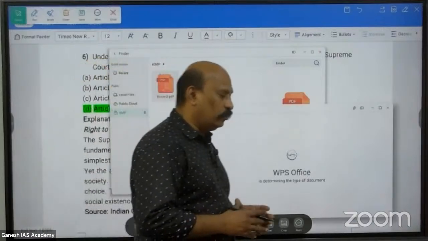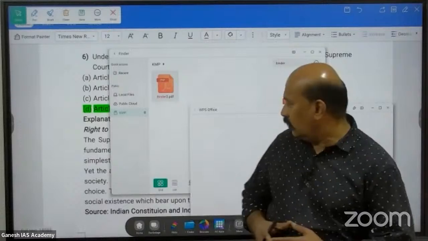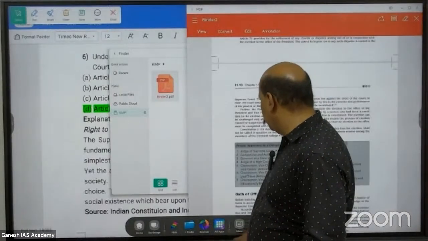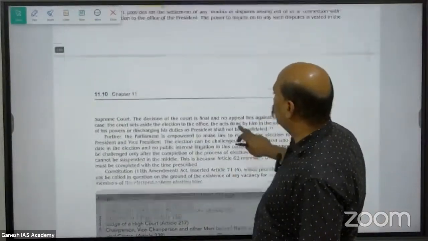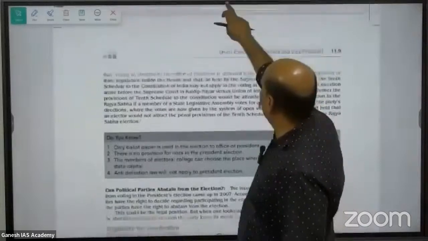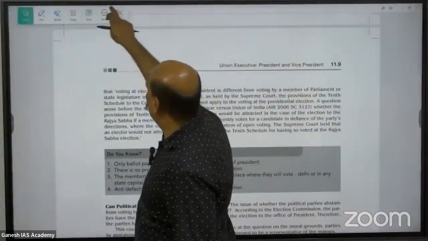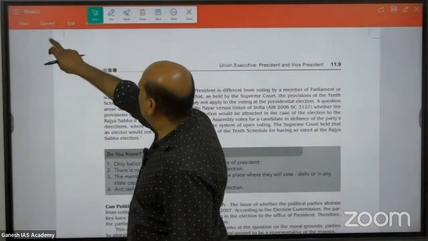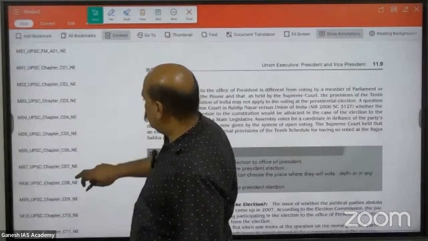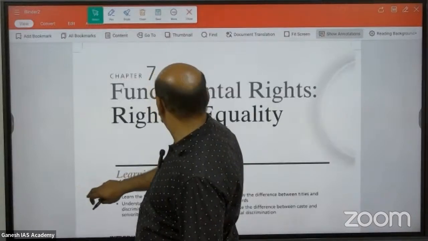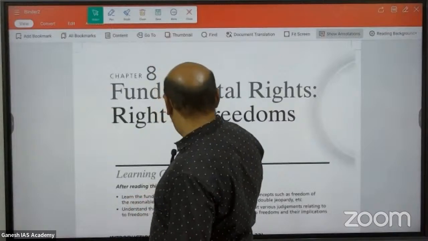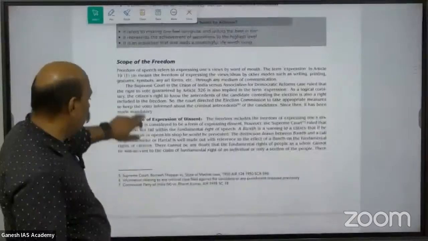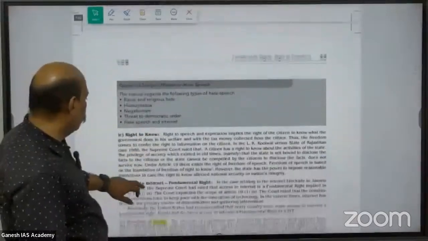So why do we need right to privacy? See, right to privacy they have asked already. When in 2017 this judgment of the Supreme Court came, they had already asked this question. They've already asked this question, but yet this can be repeated. But now they have asked in prelims as well.